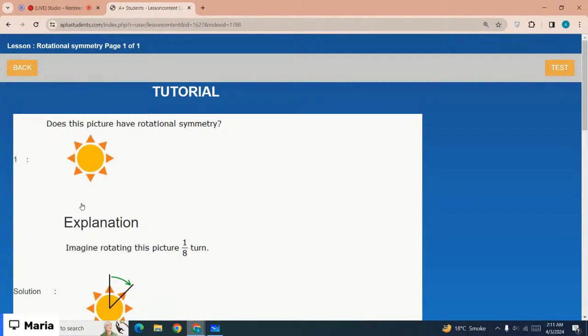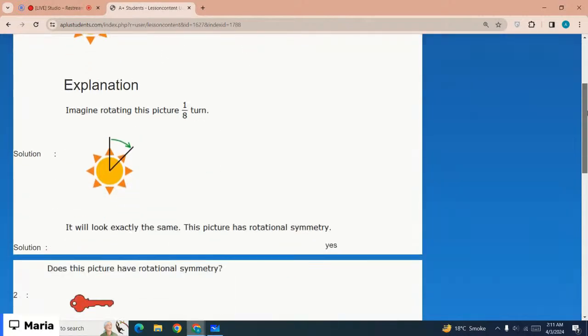Basically, rotational symmetry means if you rotate the image by one-eighth turn, one-fourth turn, or half of a turn, the image looks exactly the same as the original one, right? For the given image, imagine rotating the picture one-eighth turn. Sometimes you have to turn one-eighth, sometimes half, sometimes one-fourth like this. So you rotate the image one-eighth, and the resulting image is exactly the same. It looks exactly the same. The picture has rotational symmetry, got it?